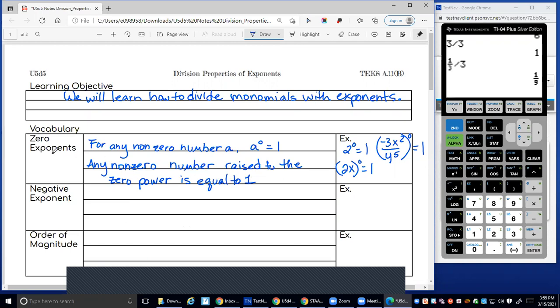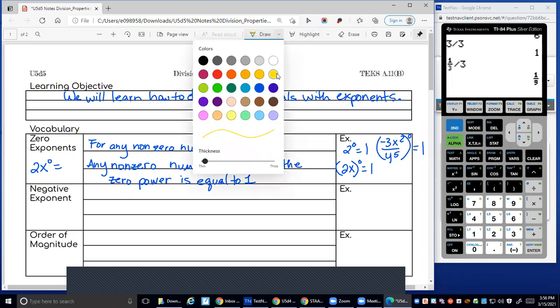Okay, so my counter example would be something like this. 2x to the power of 0. Put in the chat what you think that is. What is that going to be equal to? Remember, it is my counter example.